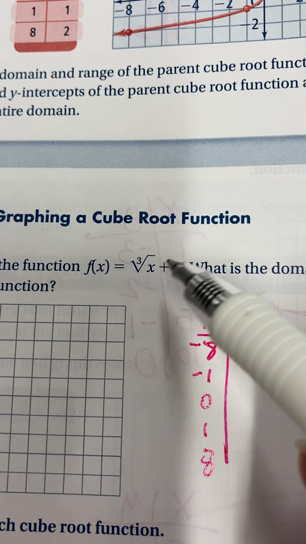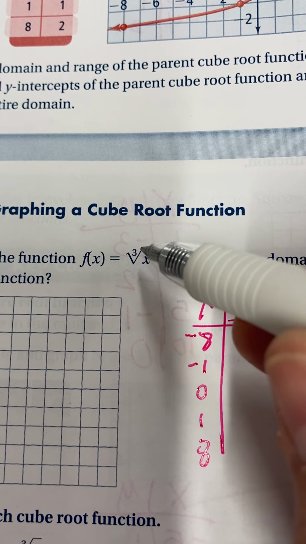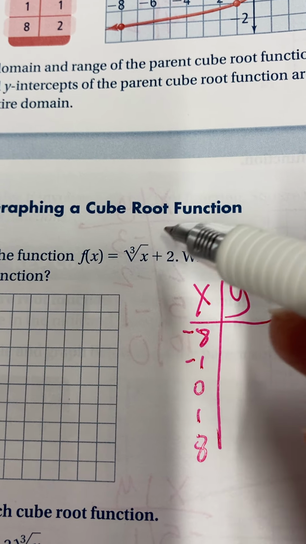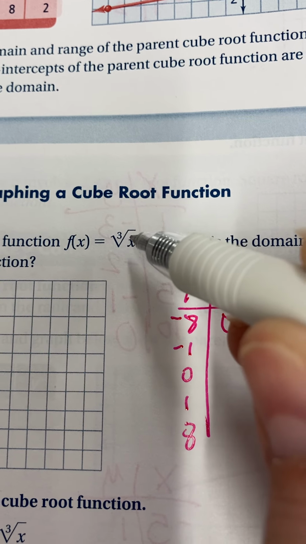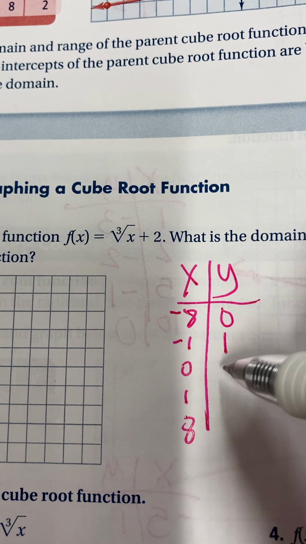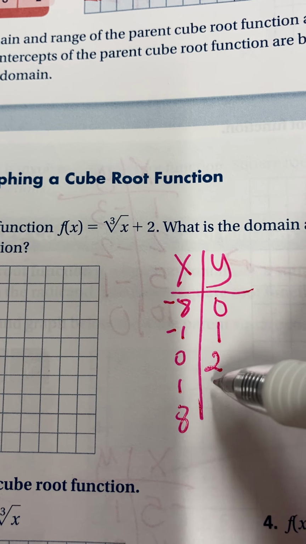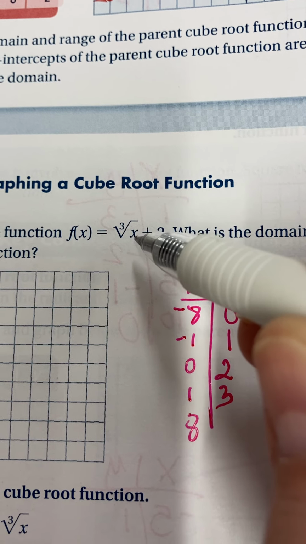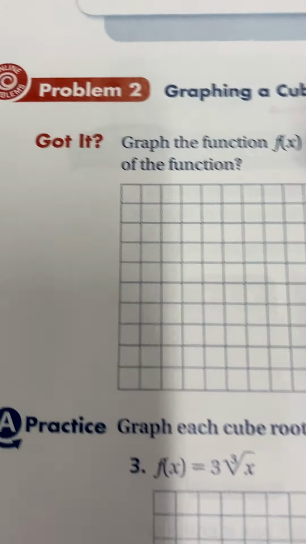The cube root of -8 is -2, because -2 times -2 times -2 is -8. So the cube root of -8 is -2, and -2 plus 2 is 0. The cube root of -1 is -1, and -1 plus 2 is 1. If I put 0 in there, you get 2. Put 1 in here, the cube root of 1 is 1. 1 plus 2 is 3. Stick 8 in there again. The cube root of 8 is 2, and 2 plus 2 is 4.